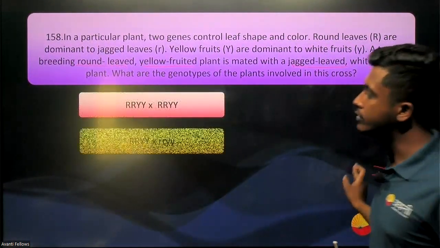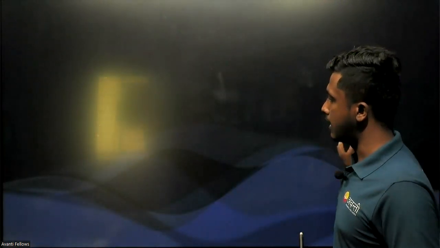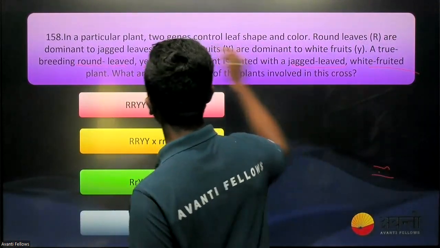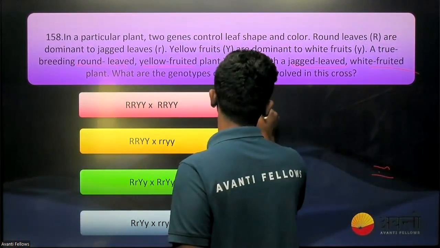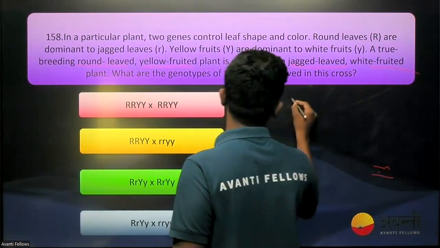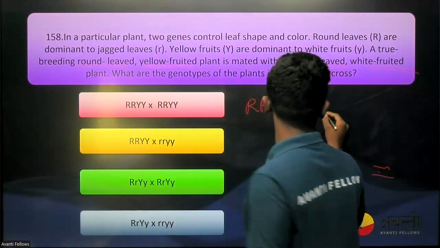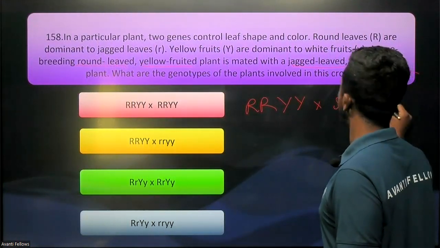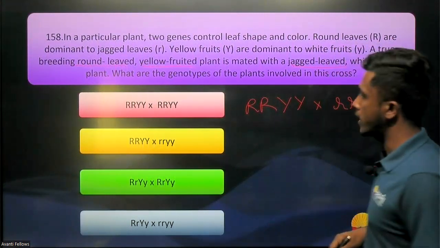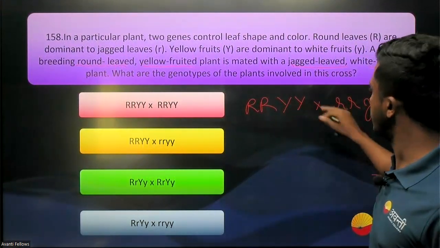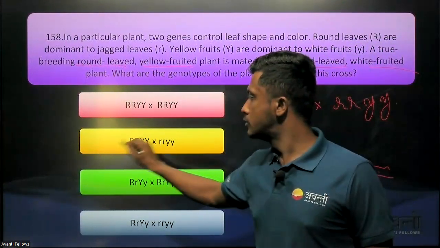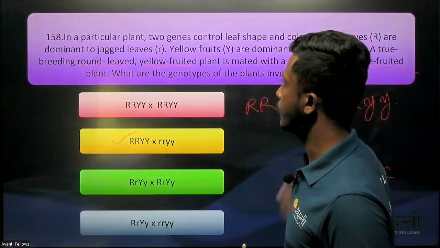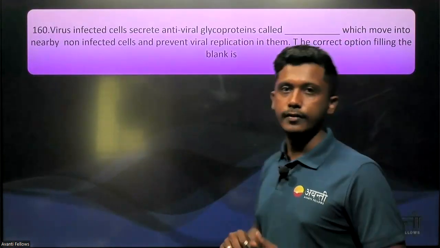This should be the easiest question ever. Why? Because it's asking about true breeding varieties. So he has given a true breeding round, that is capital RR, and then true breeding yellow is capital YY. If it is crossed with jagged leaves, that is small r small r, and then you have white, that is small y, small y. So what are the genotypes? Capital R capital R capital Y capital Y, small r small r small y small y. So our option B is correct for 158. Very easy question. All you have to do is look at the question properly. Okay. So our next question.